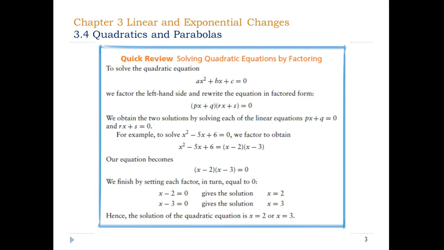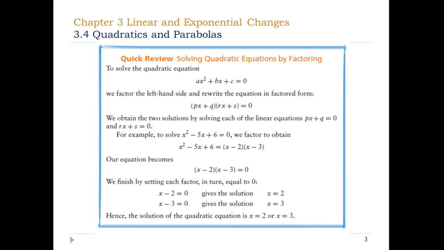To solve the quadratic equation ax squared plus bx plus c equals 0, we factor the left-hand side and rewrite the equation in factored form: (px plus q) times (rx plus s) equals 0. We obtain the two solutions by solving each of the linear equations px plus q equals 0 and rx plus s equals 0.